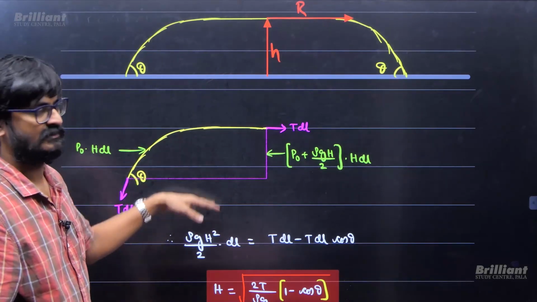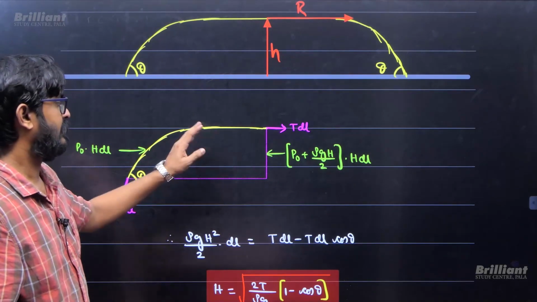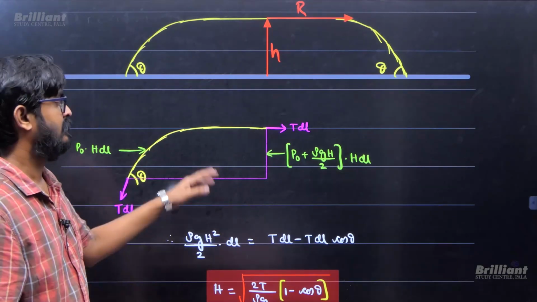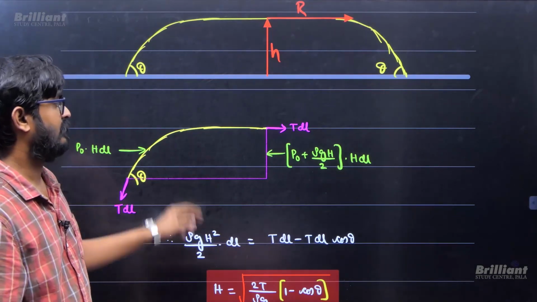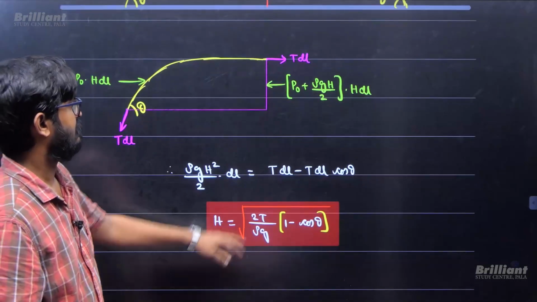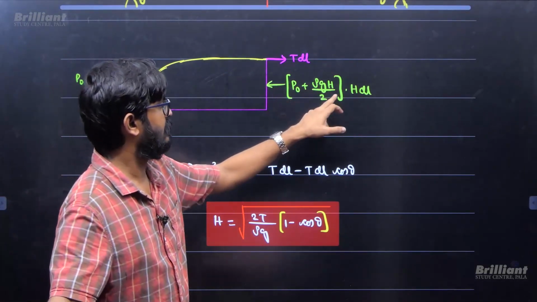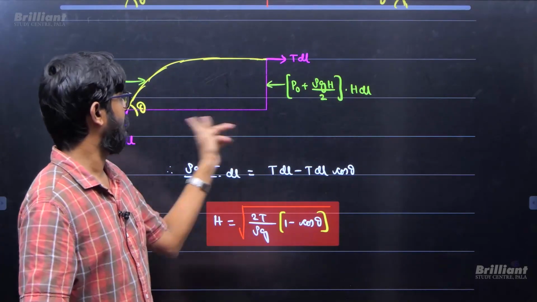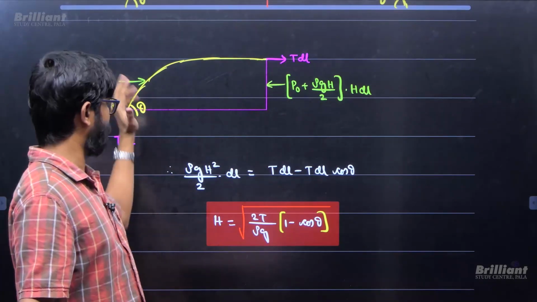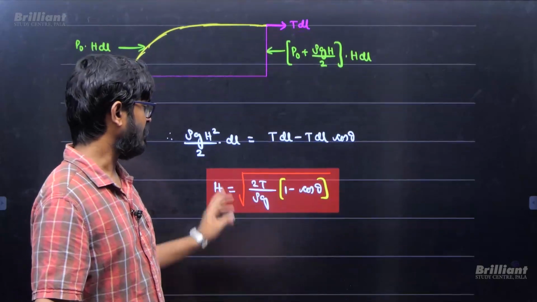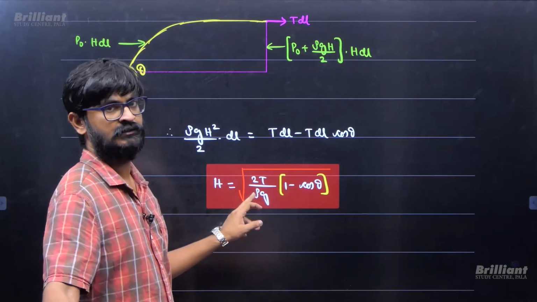So anyway, I'm not bothered about vertical forces. There are various reasons why vertical forces will be in equilibrium. I want to make the horizontal forces 0. If I make the net horizontal force 0, then P naught into h dl will get cancelled. So rho g h square by 2 into dl will equal T dl minus T dl cos theta. From here we will get the height as this much.